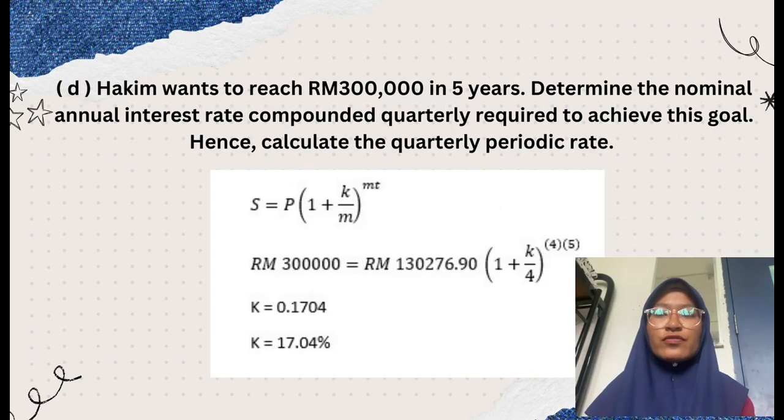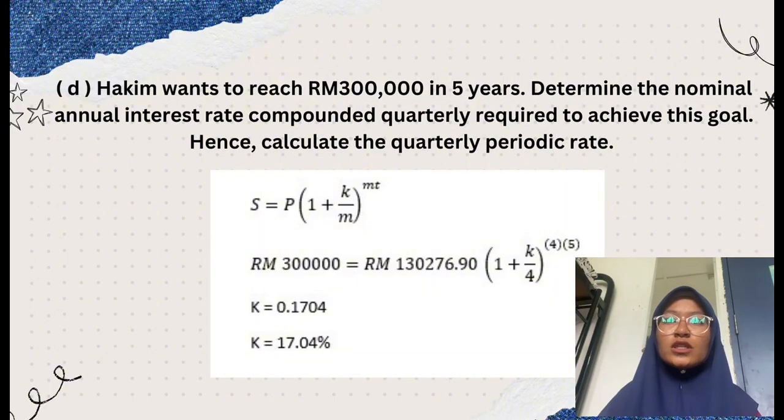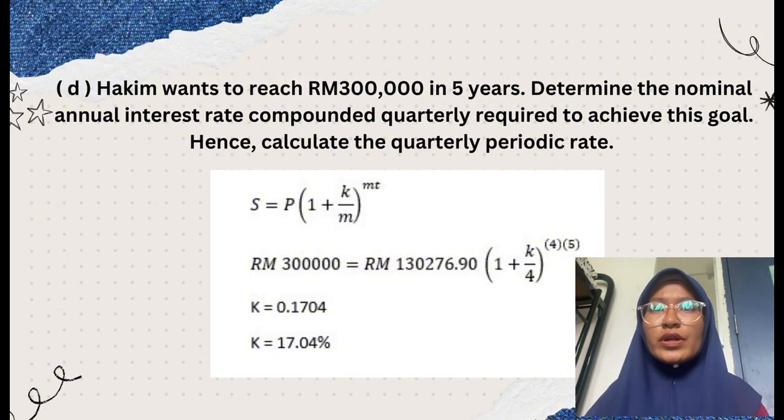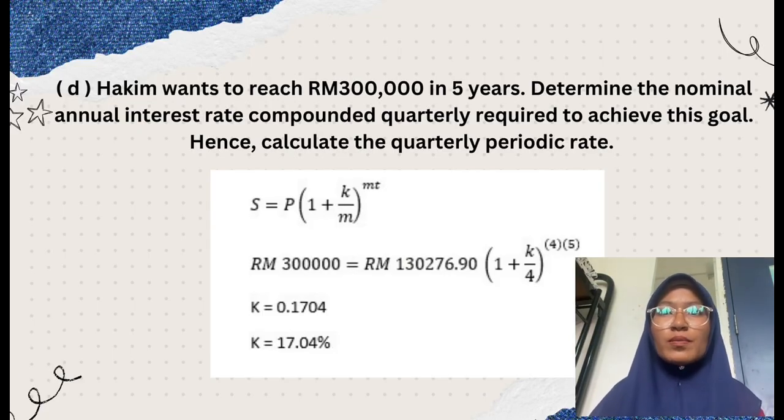Lastly, for the final question, 1D, the question is Hakim wants to reach RM300,000 in 5 years. Determine the nominal annual interest rate compounded quarterly required to achieve this goal. Hence, calculate the quarterly periodic rate. This question uses the compound interest formula, which is S equals P(1 + k/m)^(mt).